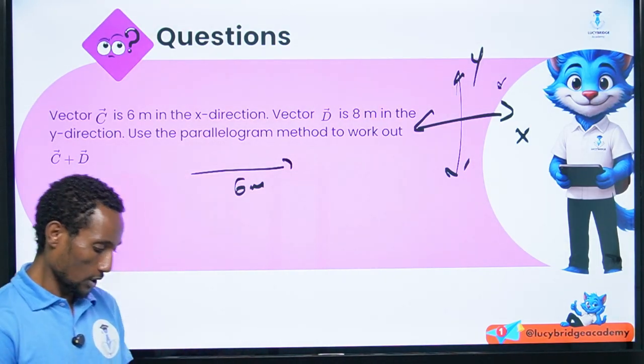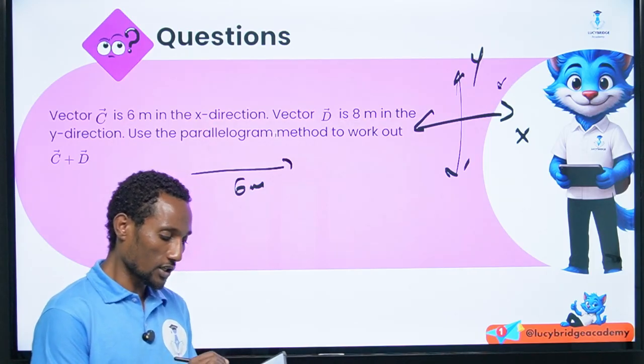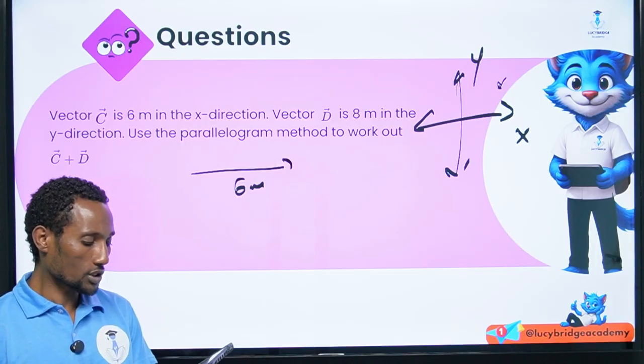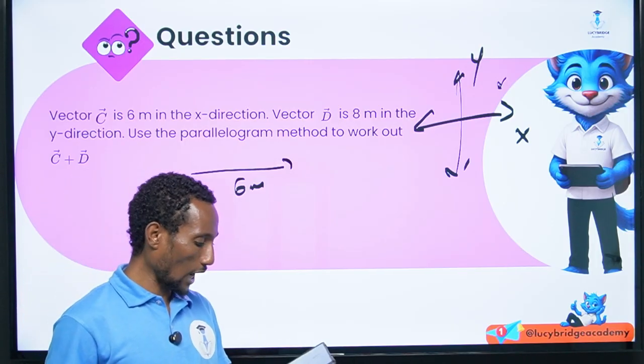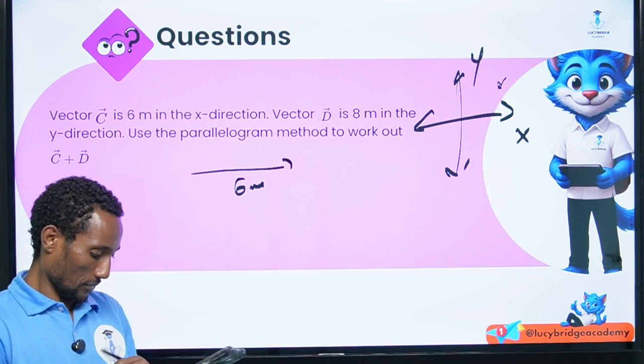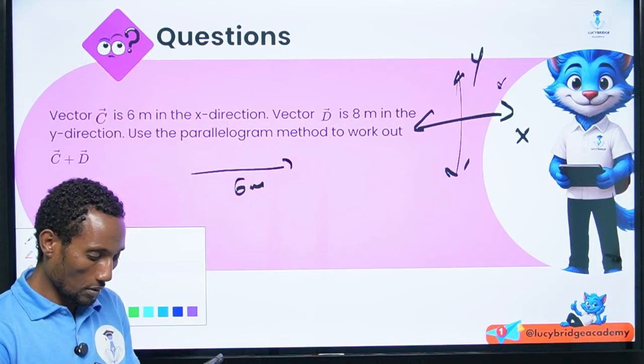A simple vector form. So, vector C is 6 meters in the x direction and D is 8 meters in the y direction. Use the parallelogram method to work out C plus D.